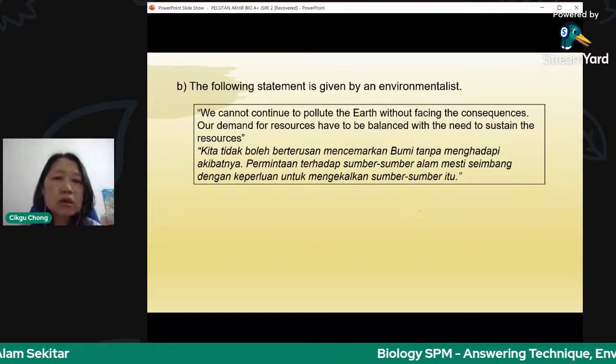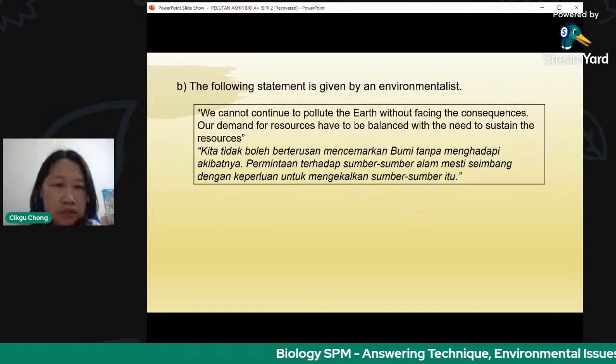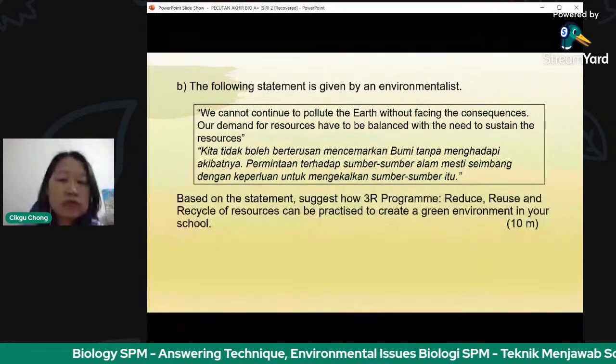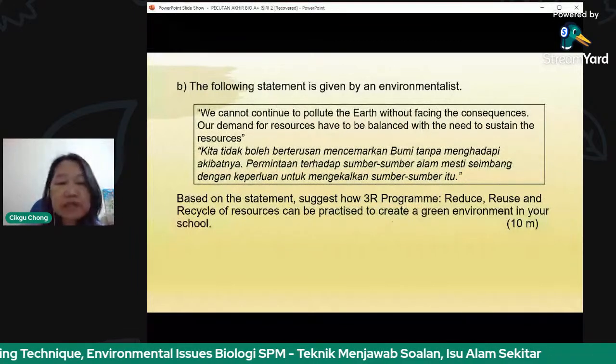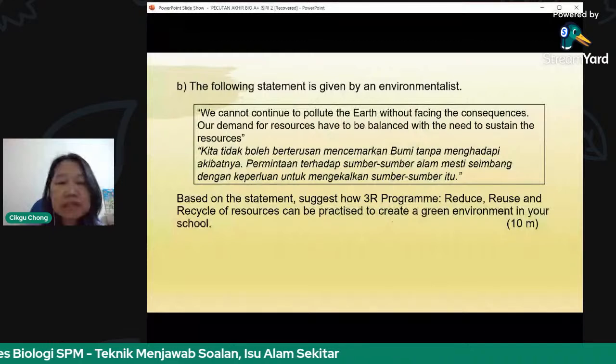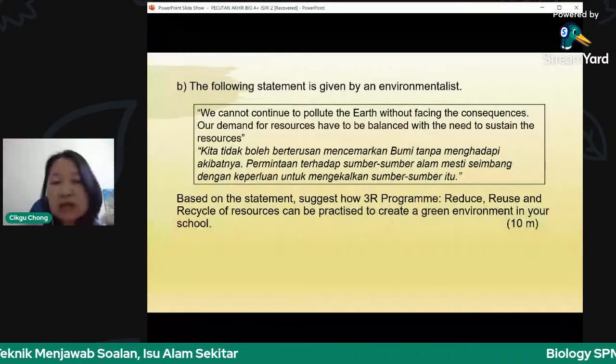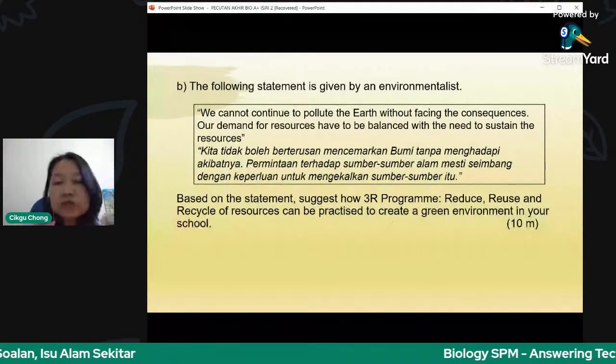So what's the question now? Based on the statement, suggest how 3R program, reduce, reuse, and recycle of resources, can be practiced to create a green environment in your school. Okay, bagaimana boleh diamalkan untuk menjadikan satu persekitaran hijau di sekolah Anda? See carefully. They want school.